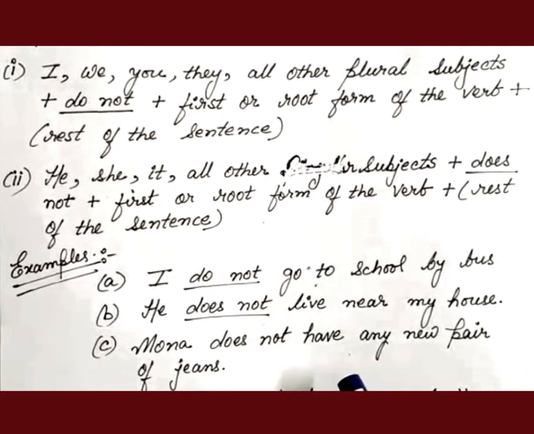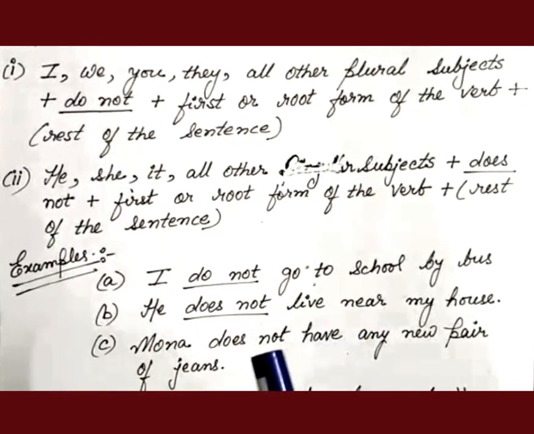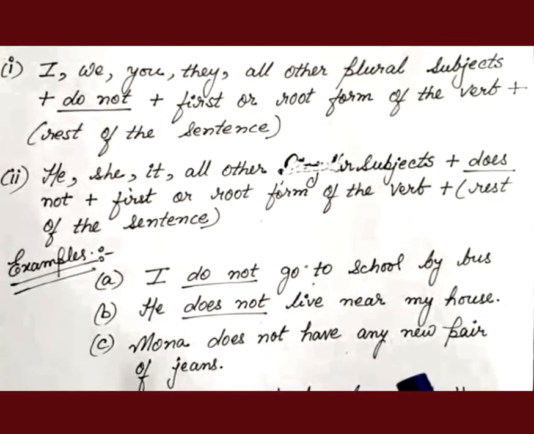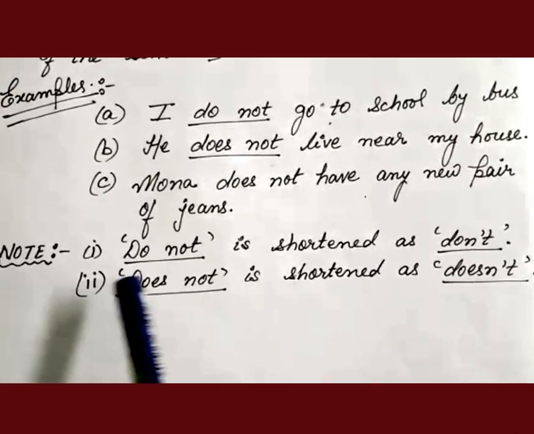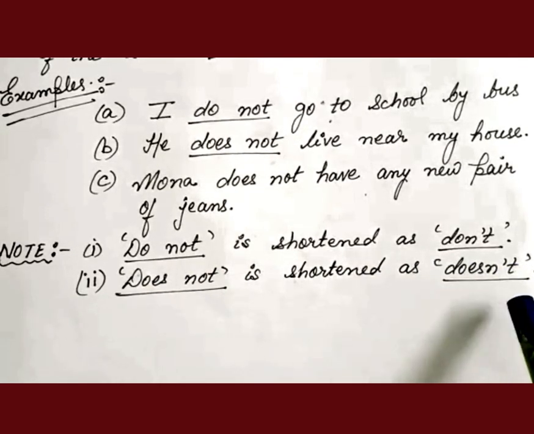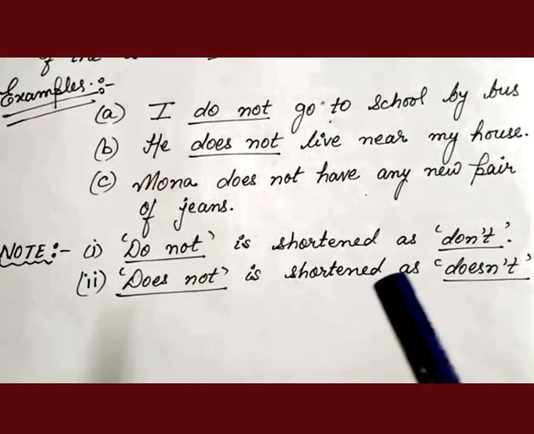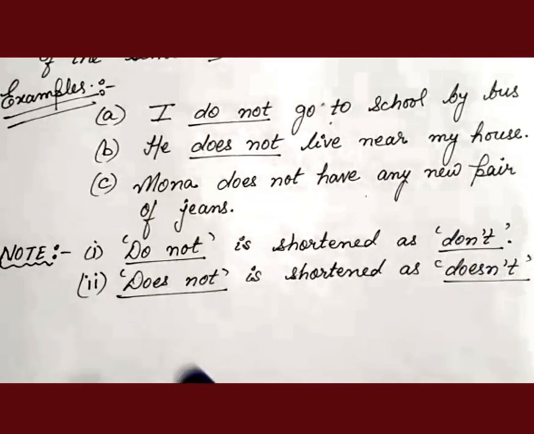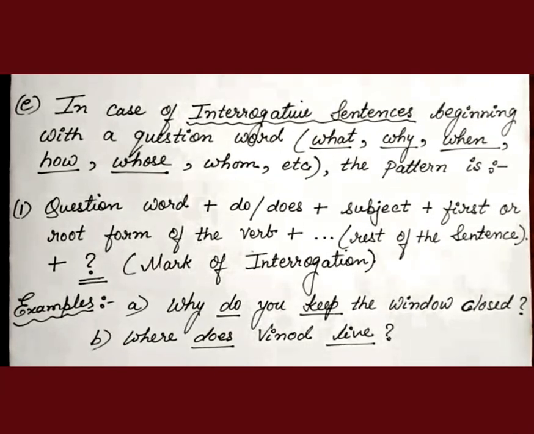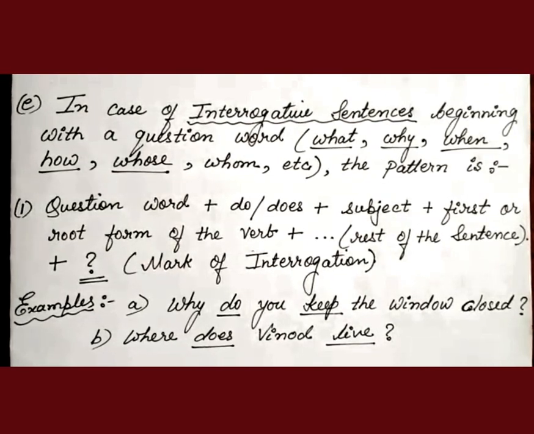So in all these sentences, the presence of do not, does not, no, not, nothing, never makes a sentence negative. Please note that do not is shortened as don't and does not is shortened as doesn't. So here we have known that the presence of do not, does not, no, never, all these makes a sentence negative. Now let's have a look at the formation of the interrogative sentences with respect to simple present tense. We all know what are interrogative sentences.